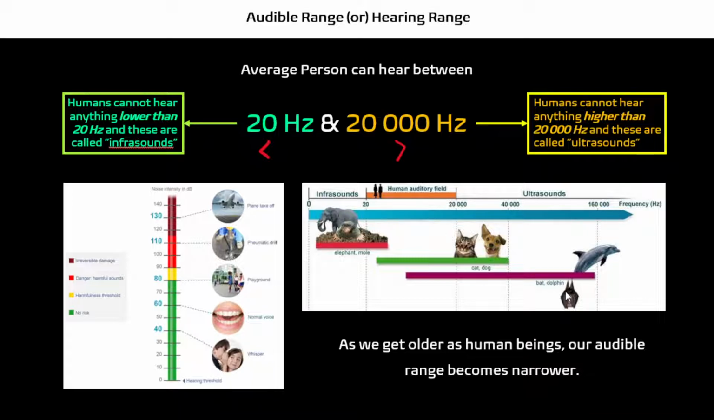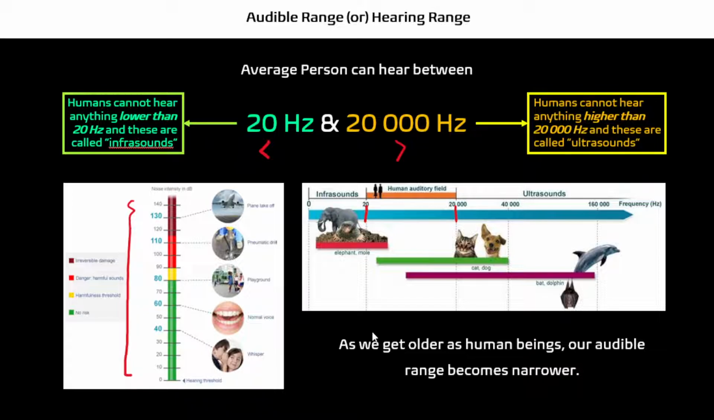And similar for dolphins and bats as well. They will be communicating underwater or in the air at frequencies greater than 20,000. And that's why we cannot hear them, because our audible range is only between 20 Hz and 20,000 Hz. You should pause the video and actually see what decibel or noise intensity some of the noises around us are.